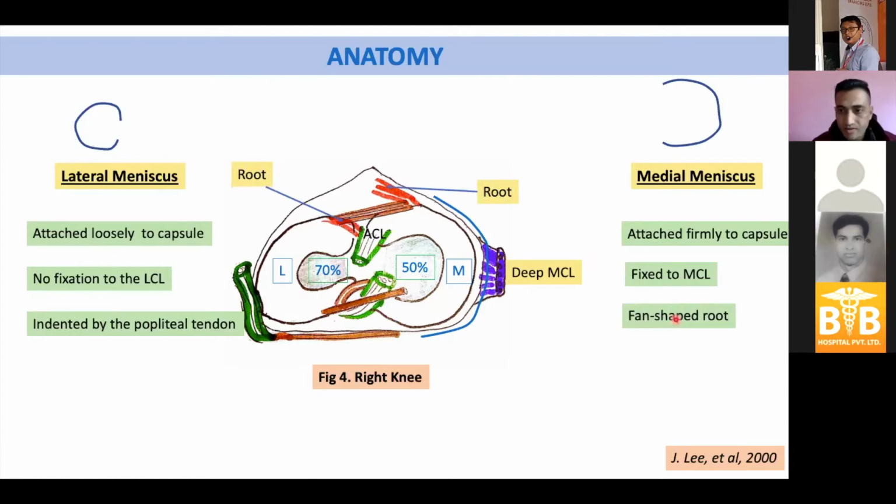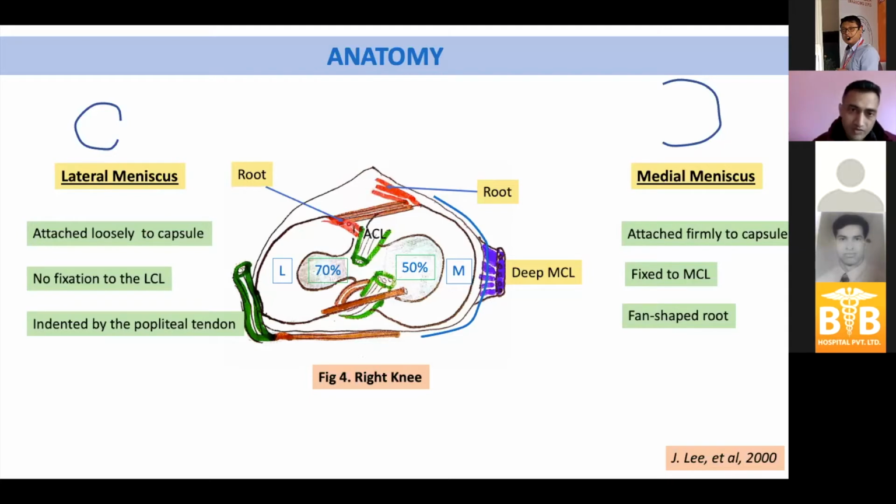And the root of the medial meniscus is fan-shaped. This is the fan-shaped root, while the root of the lateral meniscus is not fan-shaped. And this attaches quite anterior here at this portion. So it's very important to understand this anatomy, especially while we are making the entry portal for nailing. We don't want to violate the root of the medial meniscus, the anterior root of the medial meniscus.